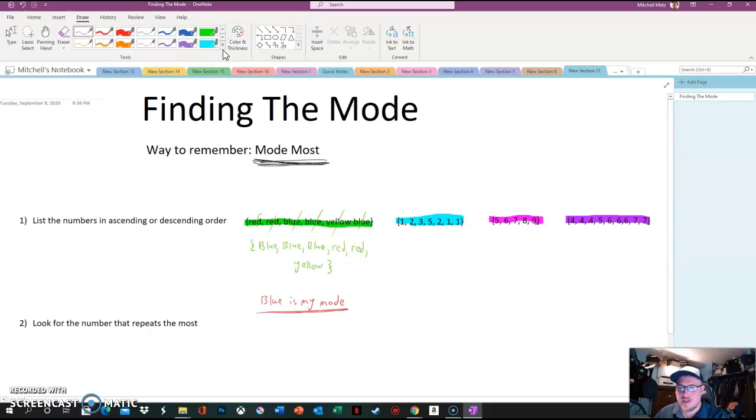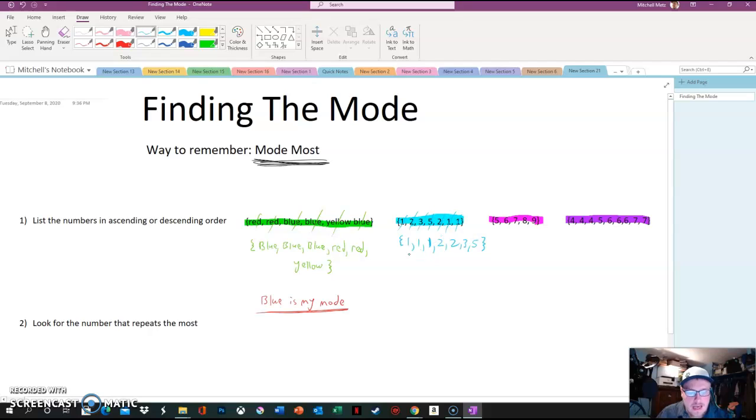So let's go to the next one and continue with this trend. Now I'm going to list it in ascending order just to make it easier to see which one's repeating the most. It is easier to do it that way first because it's just easier to see. So I got 1, I have another 1, 1. So this is ascending order. Cross them out. And then I see I have a 2, another 2. I see I have a 3, and I see I have a 5.